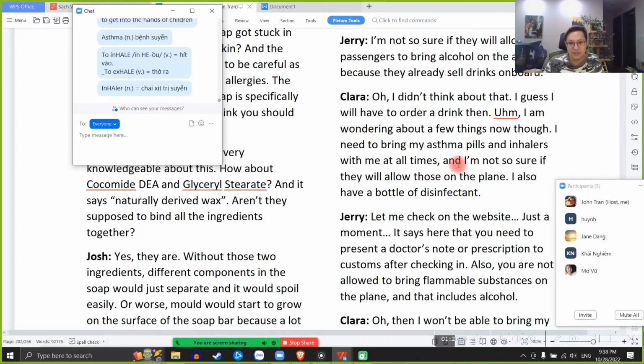I need to bring my asthma pills and inhalers with me at all times. And I'm not so sure if they will allow those on the plane. I also have a bottle of disinfectant.